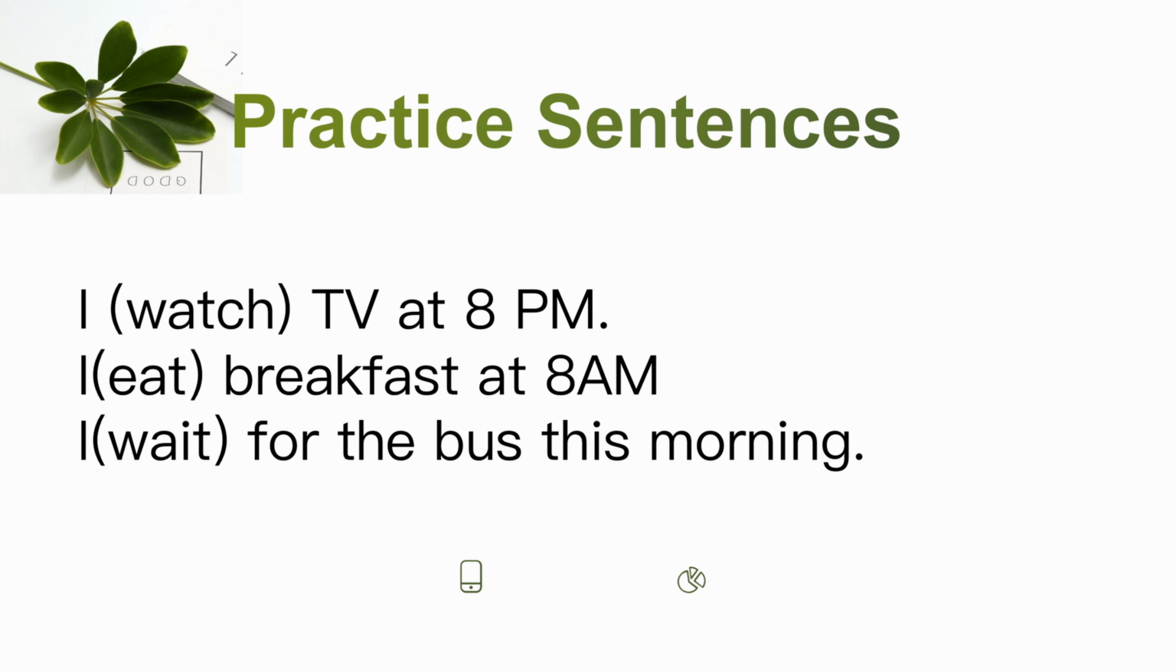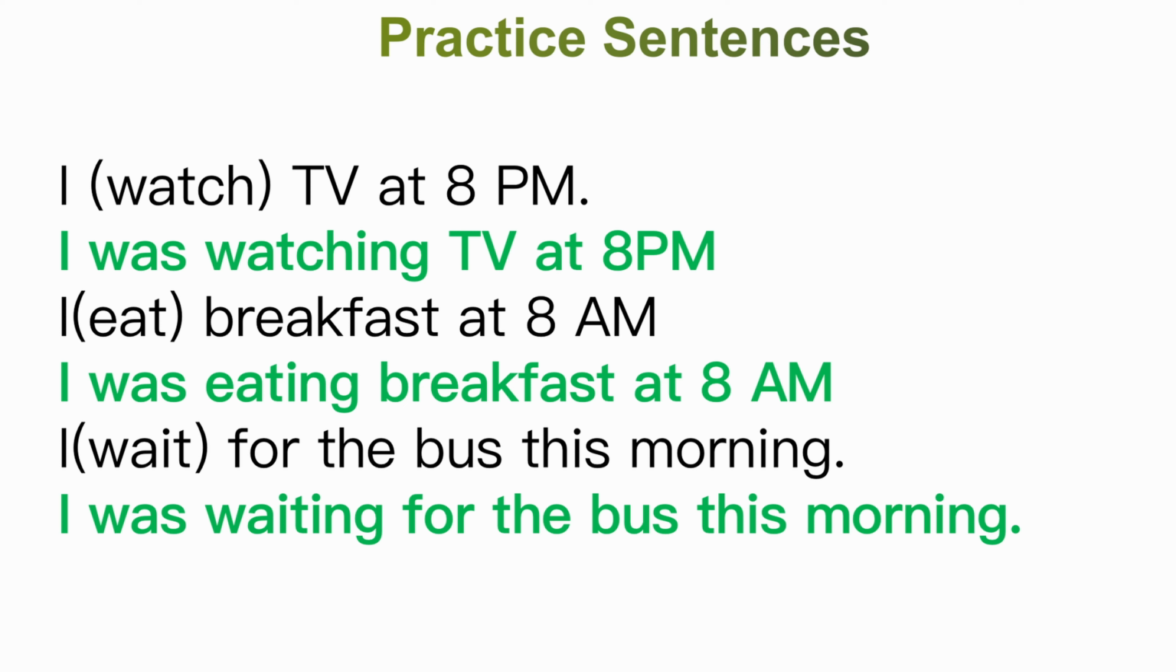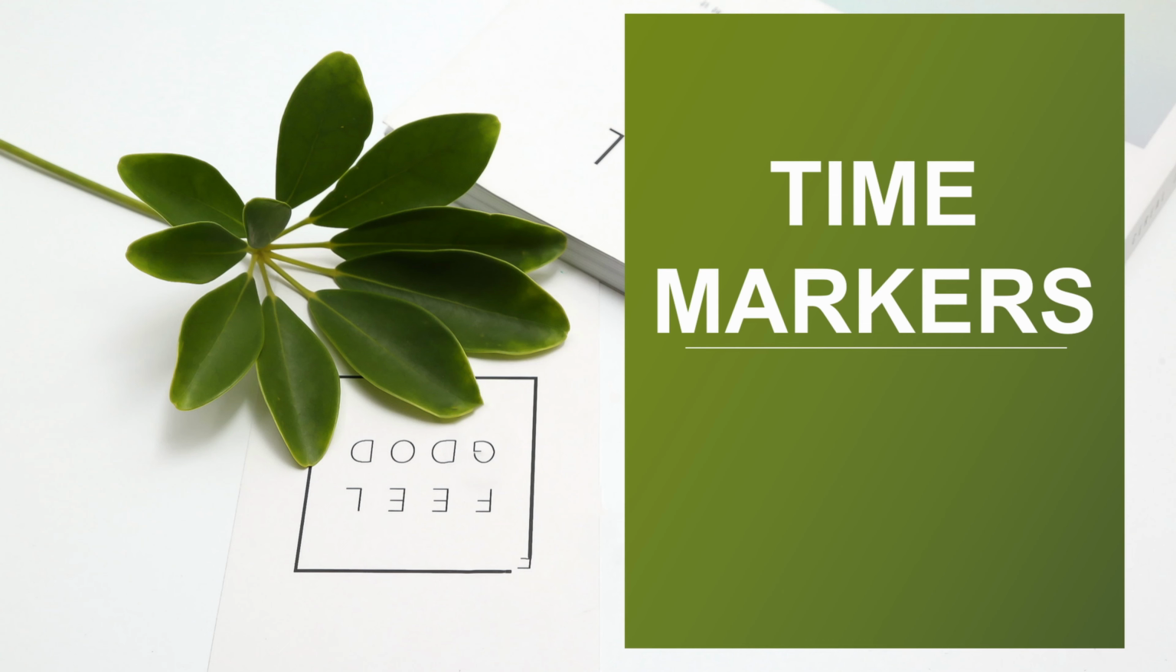Now it's your turn to practice. Create your own past continuous tense sentences. For example, I watch TV at 8 p.m. I eat breakfast at 8 a.m. I wait for the bus this morning. So these are some verbs that I gave you in the brackets. I encourage you to pause the video and work out the answers using the verb in the ing form, constructing a sentence in past continuous form based on the information given.